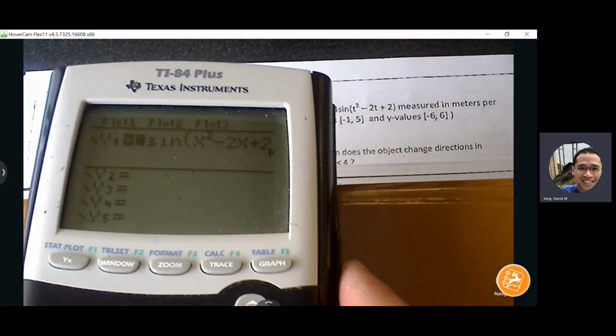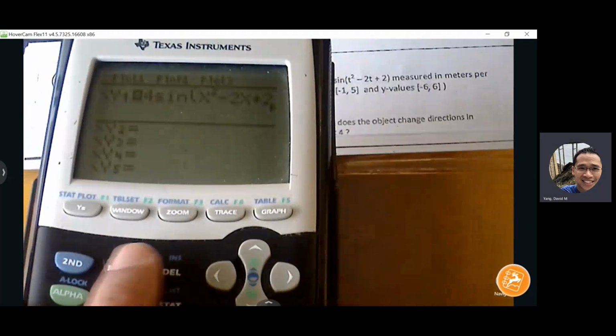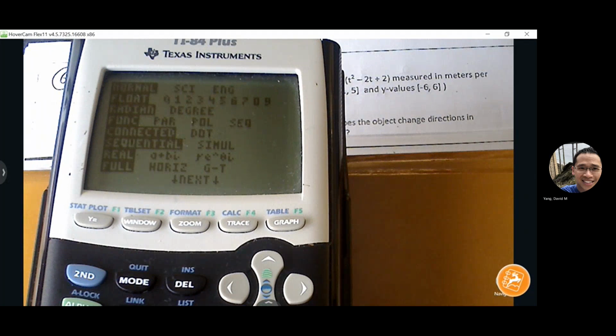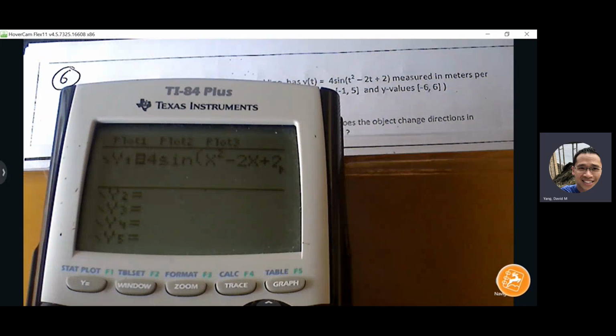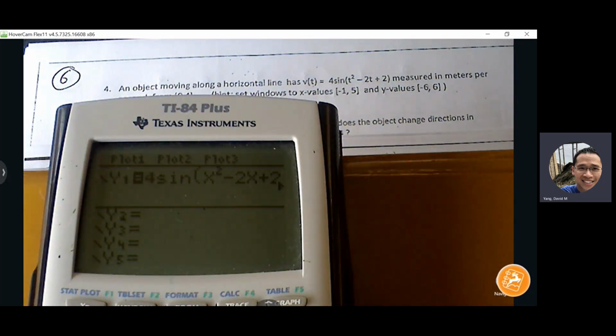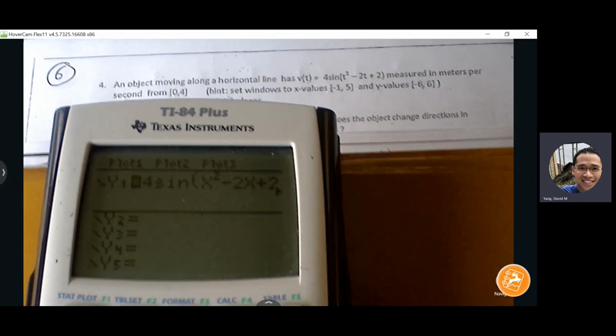make sure that you are in radian mode first off. And then you're going to go to y equals, and you're going to type in your velocity function. Make sure that you always use the variable what? X, that's right. So the paper may show you different variables, and on paper, you're going to follow whatever variable they use. But in the calculator, you have to make that adjustment. Always just use X. Okay, so 4 sine parentheses x squared minus 2x plus 2. Go ahead and enter that in.